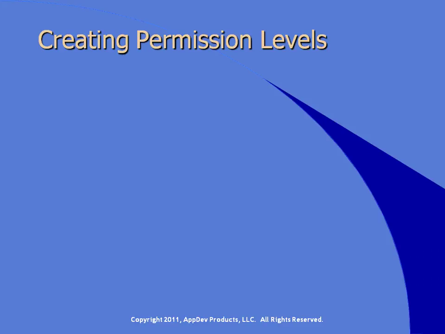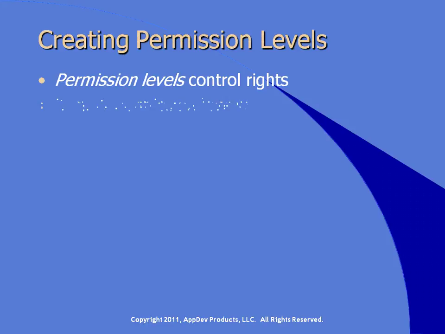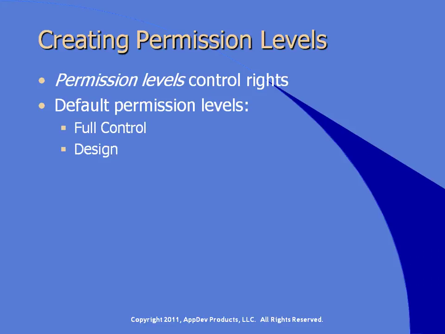Permission levels. You're not limited to the permission levels that are provided by default. You can certainly create your own permission levels. Permission levels control rights. Default permission levels are full control, as it says, full control across the board to whatever it's been assigned to. Design. It can view, add, update, delete, approve, and customize. Contribute. Can view, add, update, and delete. Read. Read only. Can only view the content, not make any changes to it.